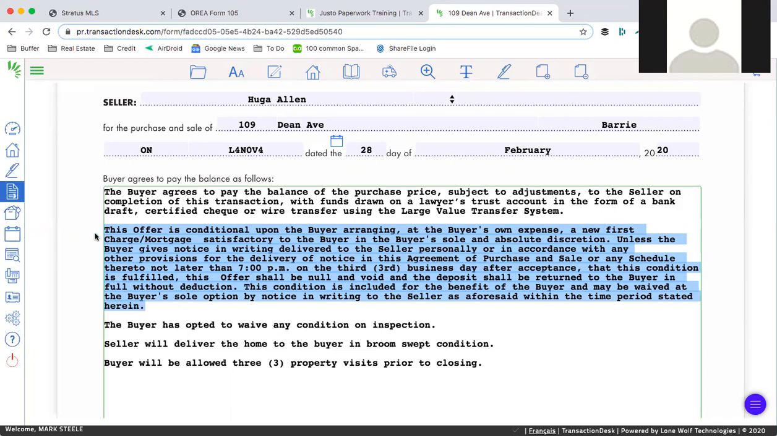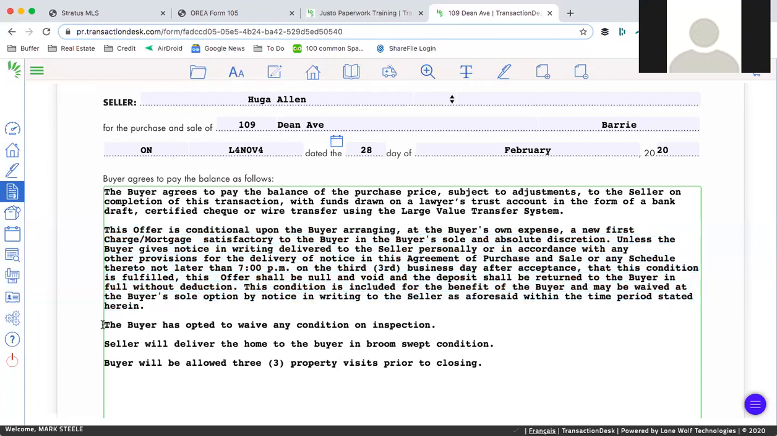Okay. The other conditions I used were buyer agrees to pay the balance of the purchase price, subject to adjustments to the seller on completion of this transaction. Essentially, just a way of saying, once this deal gets to the closing date, the buyer is going to pay the remainder of the transaction price, minus the deposit that we gave at the start of the transaction with our offer, and they're going to pay that through the large value transfer system. You don't have to put this, but I dealt with a realtor recently who said this has to be in there for his brokerage to accept it, so I put it in there for him.